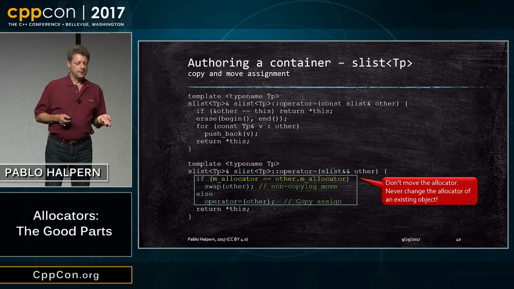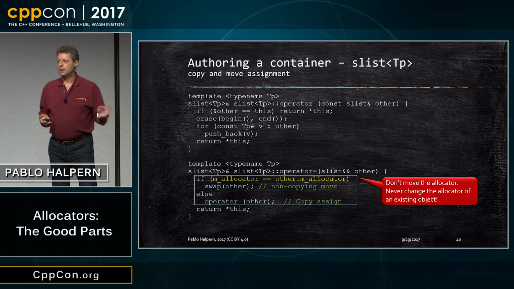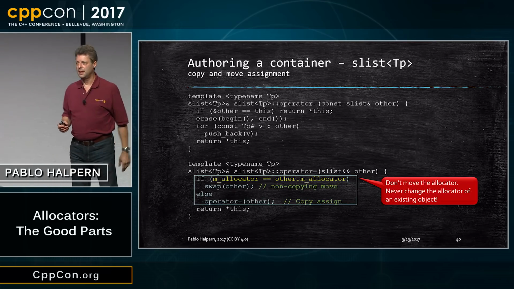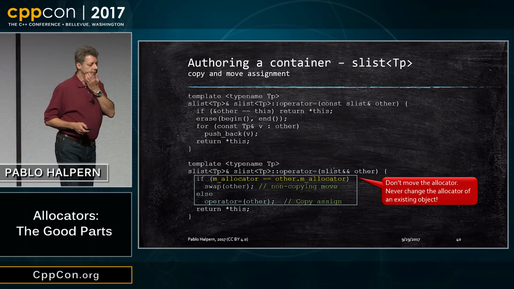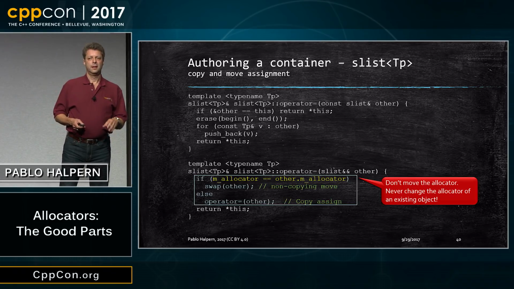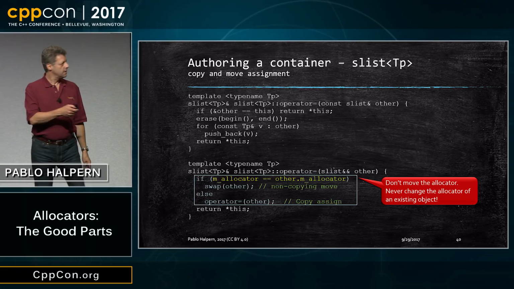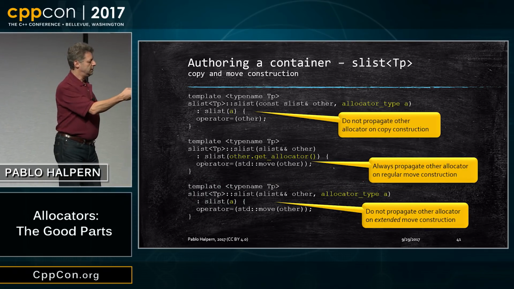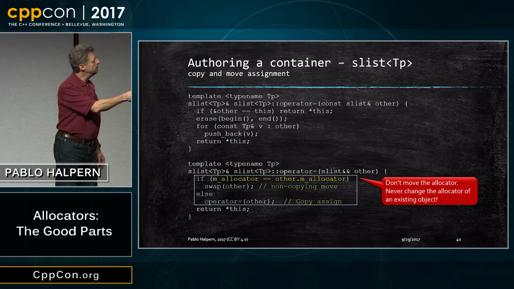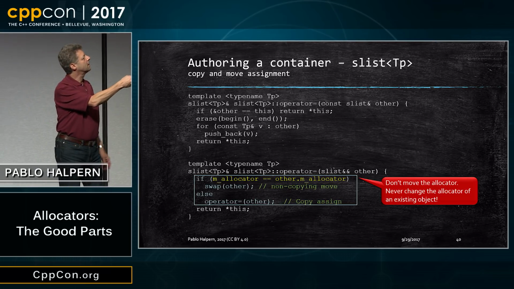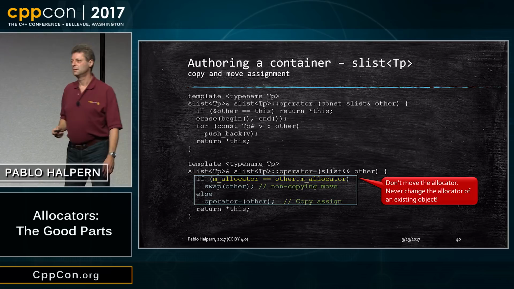We check to see if the allocators are equal. If they are, we just do a swap, because a swap is one of these gut-moving things that we do. And if they're not equal, then we do a copy assignment. And there's a little C++11 subtlety here that the other that we're passing in here is a normal reference. It's no longer an R-value reference, so we're not recursively calling this assignment operator. We're calling the other assignment operator up here.